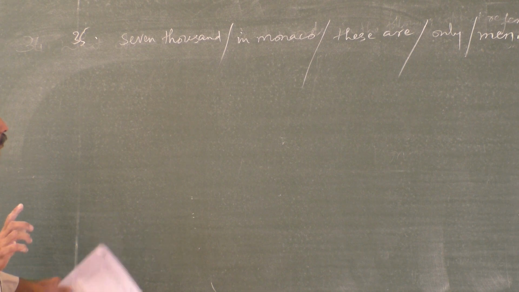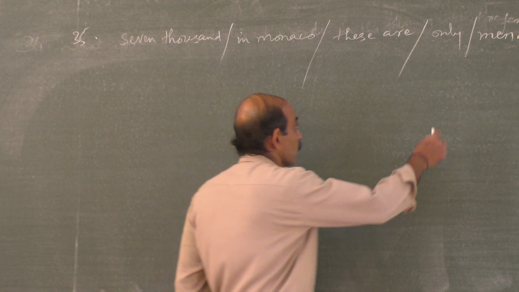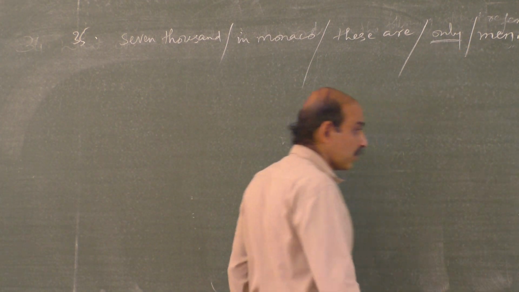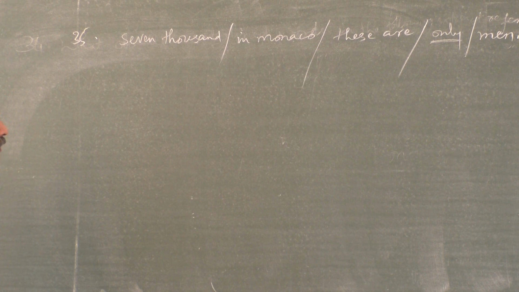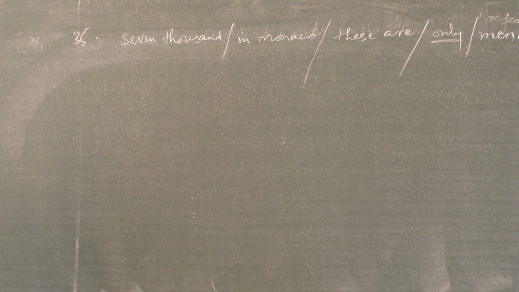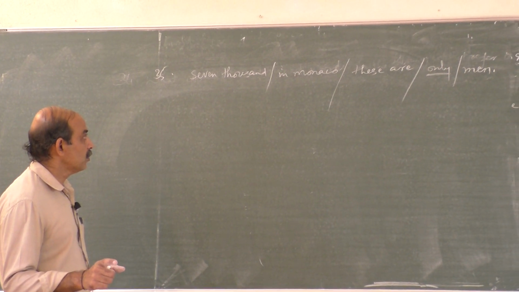Monaco, these are only men. And there is an adverb also, and this has to be taken into consideration. Some students do not read the text at all. They simply write in their own manner, because they have good knowledge of grammar and language, and they write it. But that is not always possible, and that is why you must have the knowledge of the text, and then only it is possible to write.